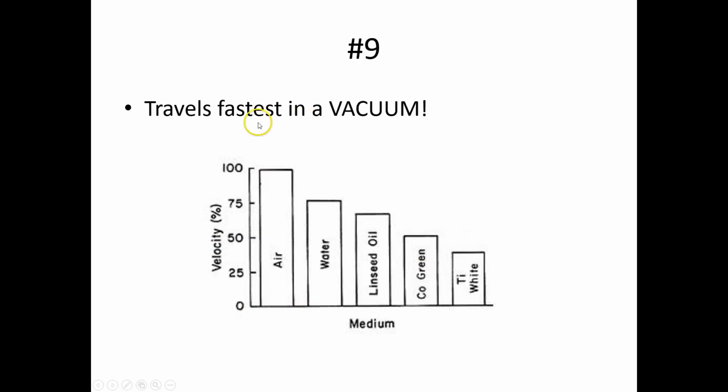Number 9, light travels the fastest in a vacuum. And air is very, very close to a vacuum, so light travels at about 99% of its vacuum speed in air. In water, it's about 75%. If you look at, this would be titanium white, it would travel pretty slowly, about 40-some%. They've done some experiments now where they've slowed it down so much that you can actually see the photons, or the bundles of light, traveling through.